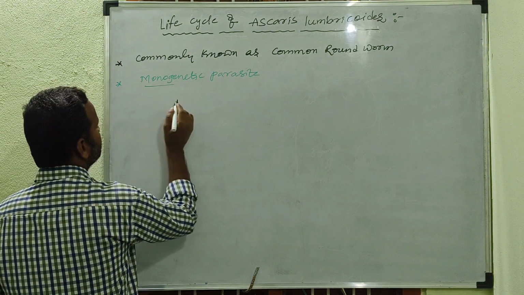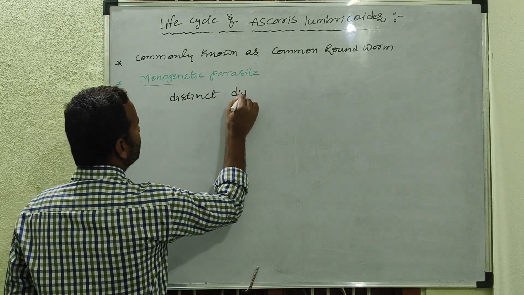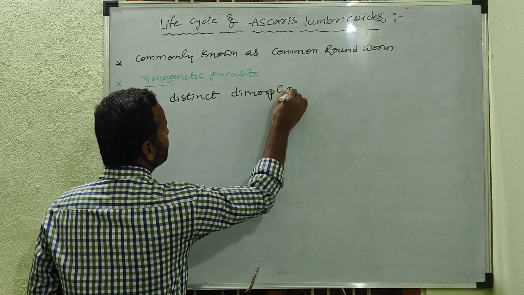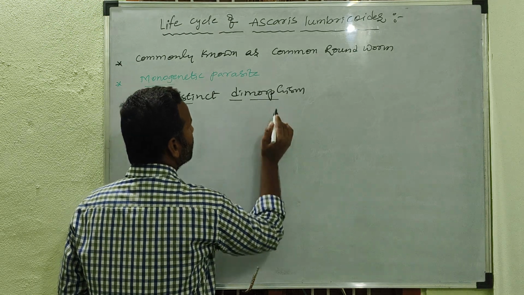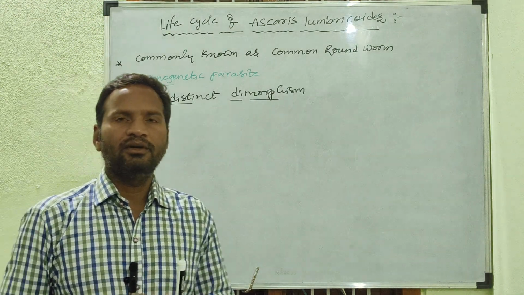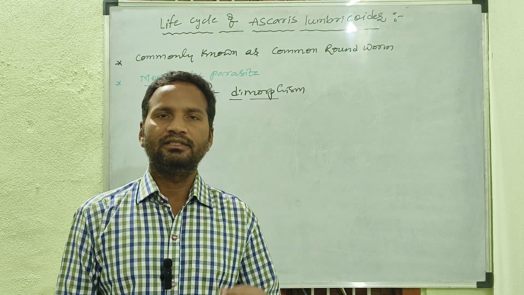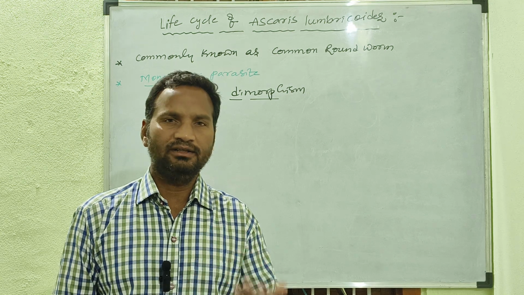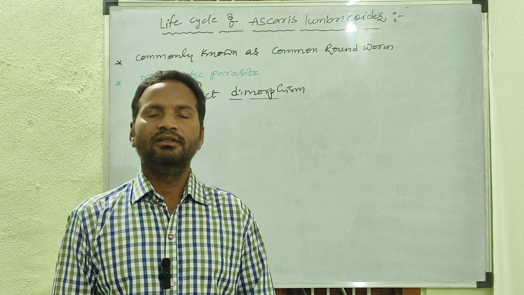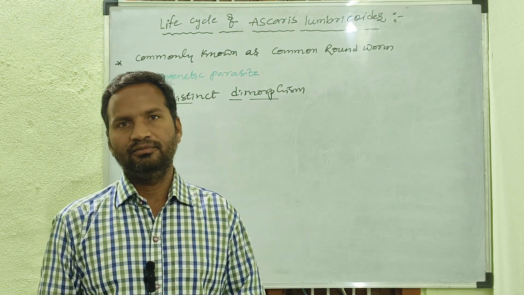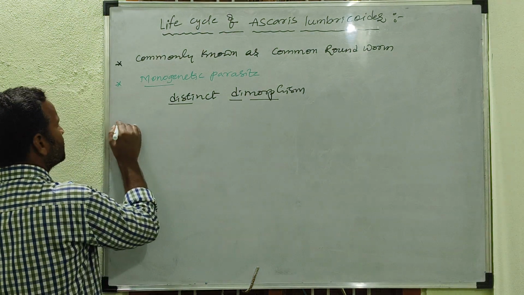And it shows distinct dimorphism. Do you know the meaning of it? Di means two, morphism means form. The sexes are separate, that's why it exhibits distinct dimorphism. Based on external characters, we can find out which are the females and which are the males. That is the meaning of dimorphism. Got it?